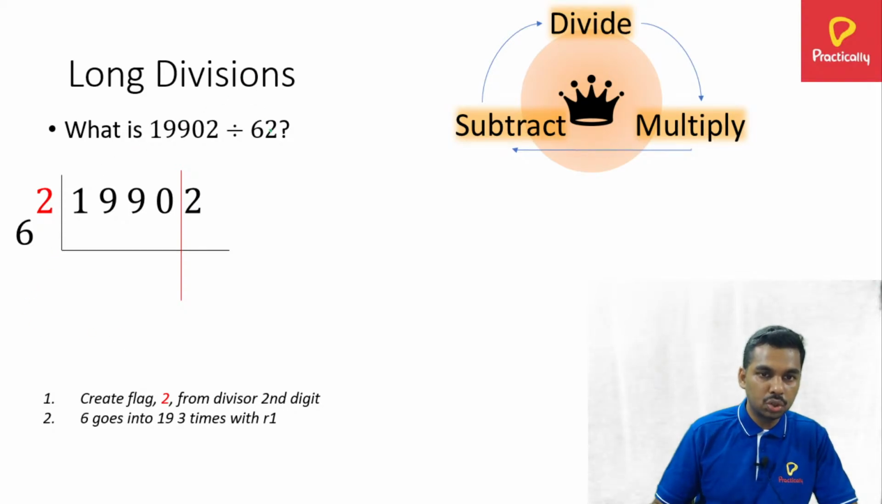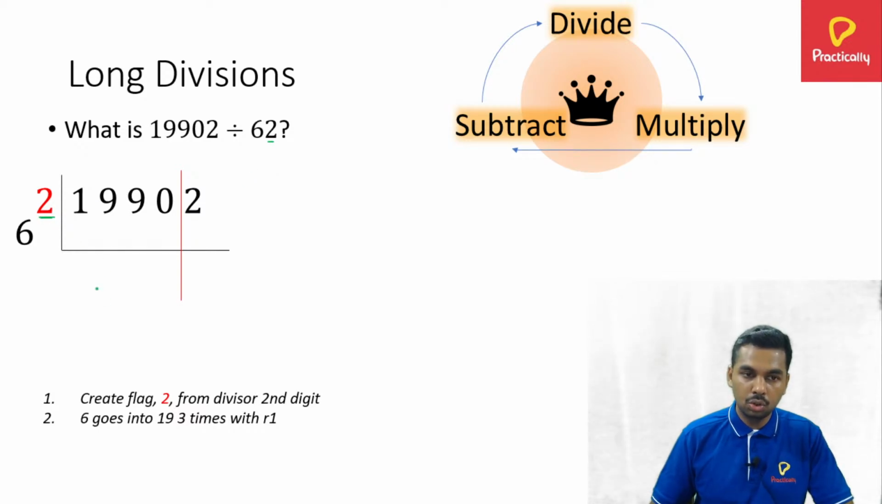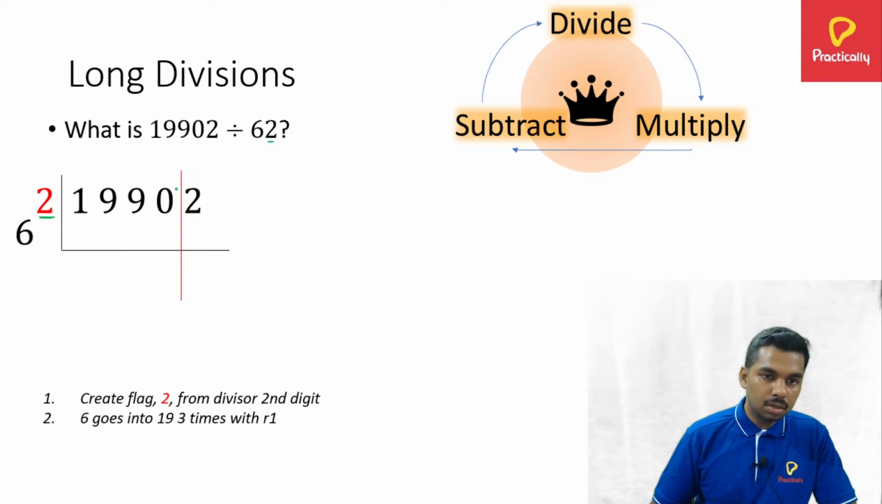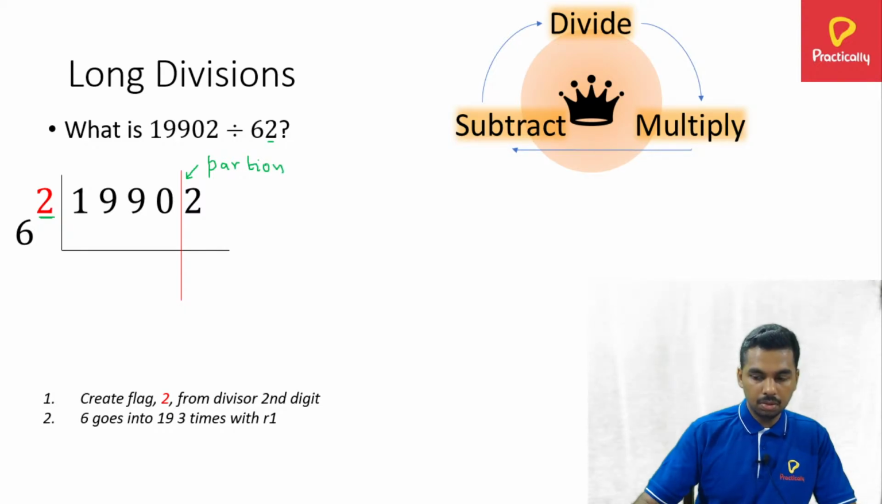The first step, as usual, we will find what the flag number is. The flag number here is 2. Now what you have to do is insert this partition at one location, and then you start with the divide step. So the first step, you identified the flag. Second step is the division step. You divide the number 19 by 6. So 19 divided by 6, the quotient is 3 and the remainder is 1. So you write 3 here and 1 on top.